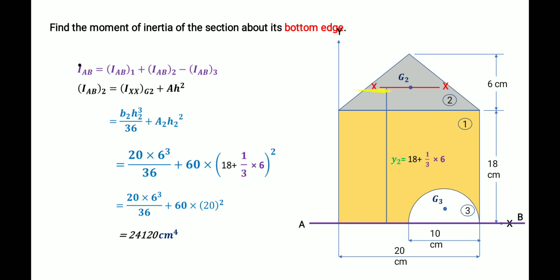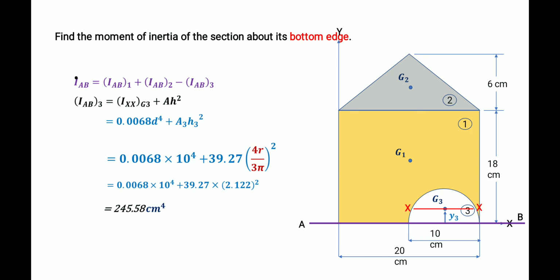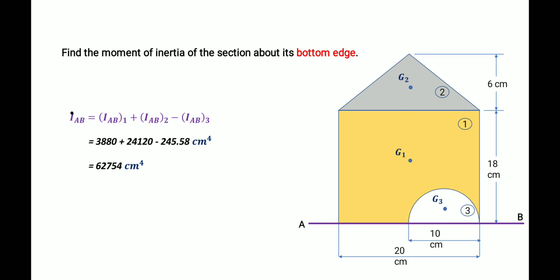Then for the second section, about its own axis the formula is b h cubed by 36, but we need the moment of inertia about the AB axis. The distance between these two will be, up to this 18, one third of this 6 distance. We will get the value. Then the third section is the removed section, the semicircular region. About its xx axis this is the value. The distance between the two is the y3 value, that is 4r by 3 pi. So we will get the value. Then we substitute all the values in the formula IAB1 plus IAB2 minus IAB3, and we will get the moment of inertia about the axis AB.